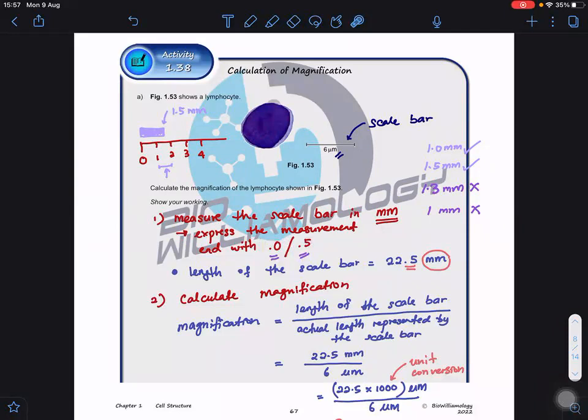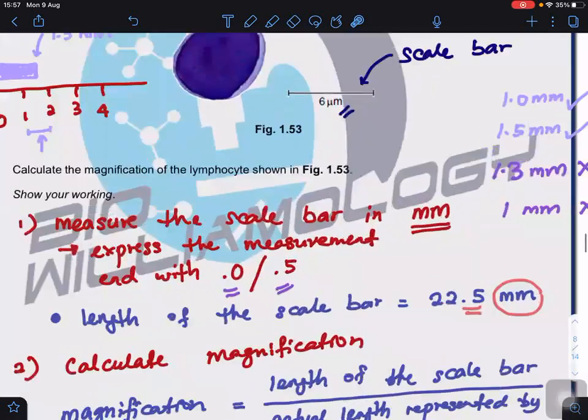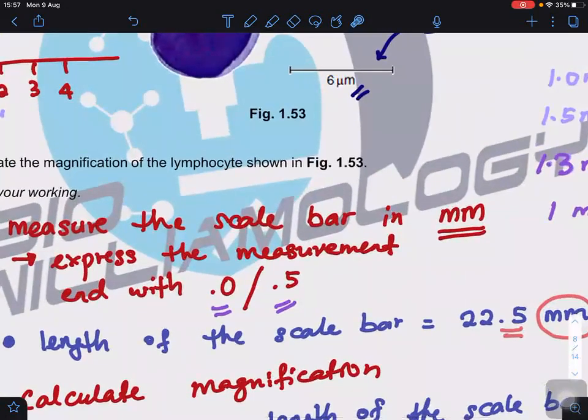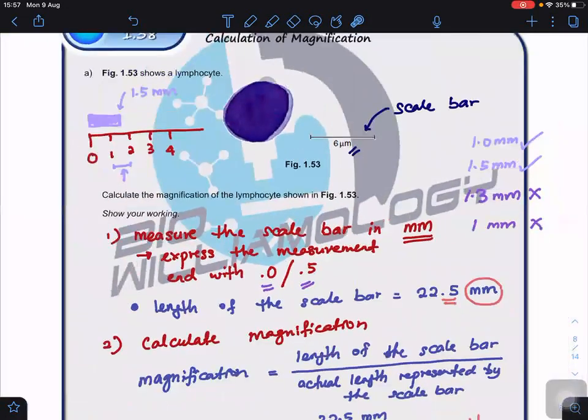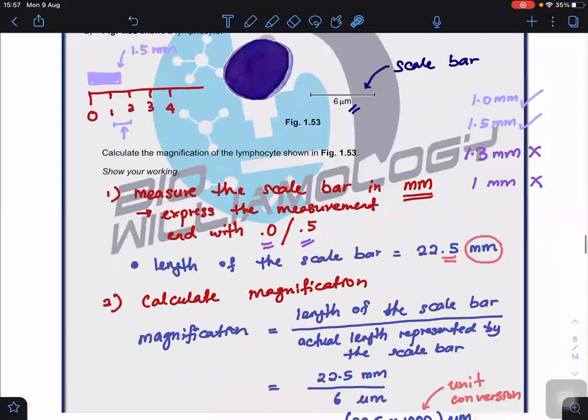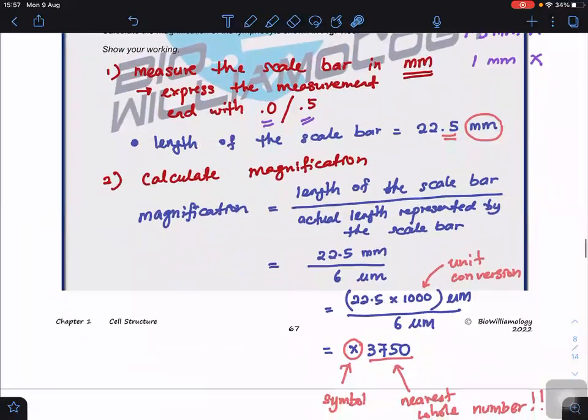Why? Because my ruler can read up to 1 decimal point, but it's not any decimal point. It must be 0.5, half of the box. So my measurement here is 22.5 millimeter. Yours might be different. If you print it out even bigger, if I enlarge it like this, it would be even higher. So it depends on your question paper. And then I can calculate the magnification.